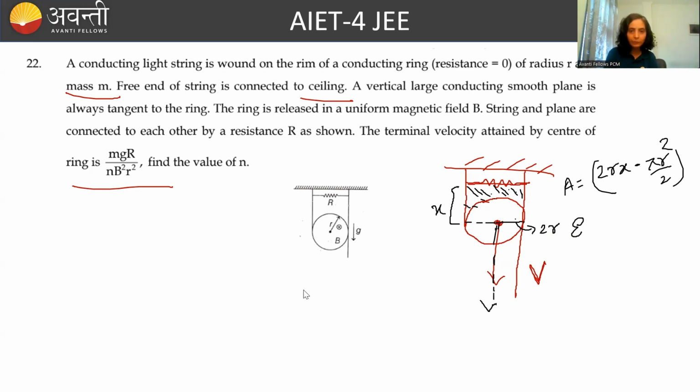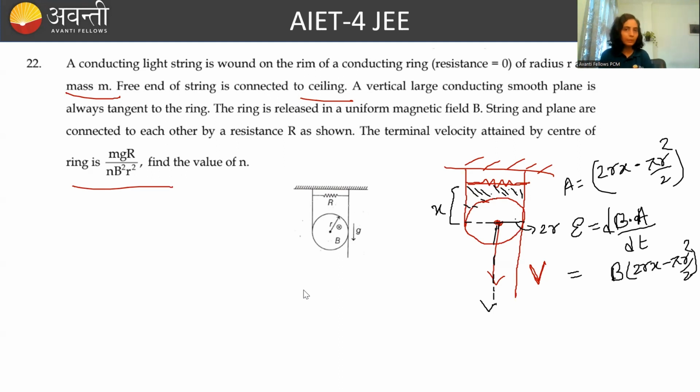Now what is the motional EMF? The motional EMF formula is the rate of change of flux. So do one thing, write the flux completely. Flux is B into 2rx minus pi r square by 2. The angle between A and B will be 0 degrees because the magnetic field is into the plane, and its area vector will also be into the plane, right? So this is 0. Now d by dt of this. This is constant, so its differentiation will be 0. We need to concentrate on this part.